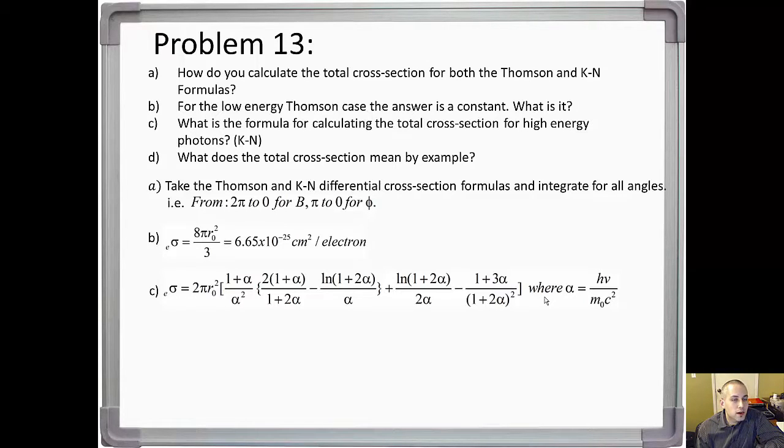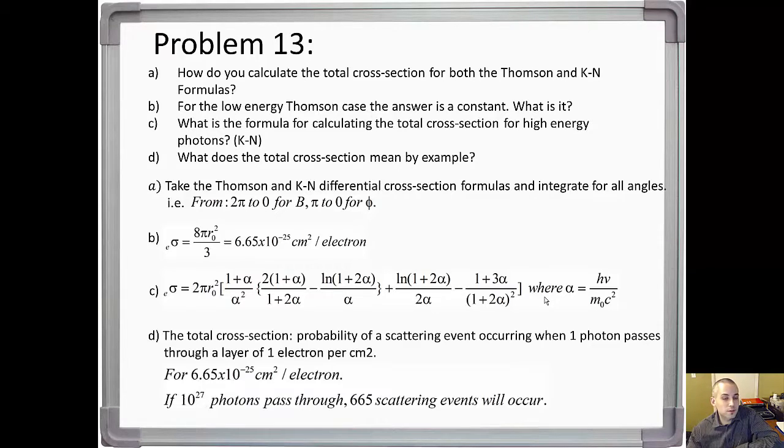Now moving on to part D. Just what does the total cross section mean? I kind of explained it, but let me use an example. The total cross section is the probability of a scattering event occurring when one photon passes through a layer of 1 electron per centimeter squared. So given an example, given 6.65 times 10 to the negative 25 centimeters squared per electron, if 10 to the 27 photons pass through this total cross section, 665 scattering events will occur. So it's the probability.